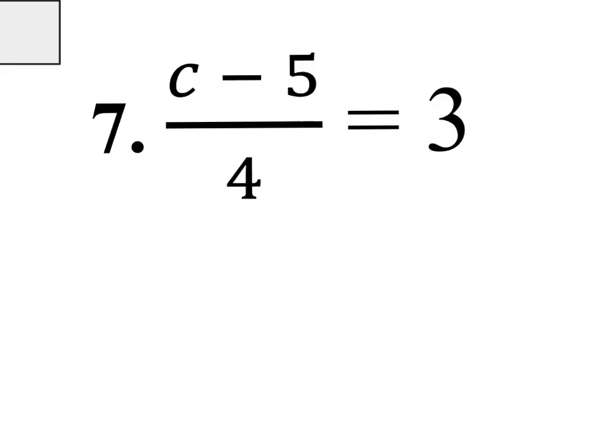Let's move on. I love these. These are pretty easy, right? You need to get rid of that divided by 4 by doing the opposite, multiplying by 4. So let's put a multiplication and a 4 up here.